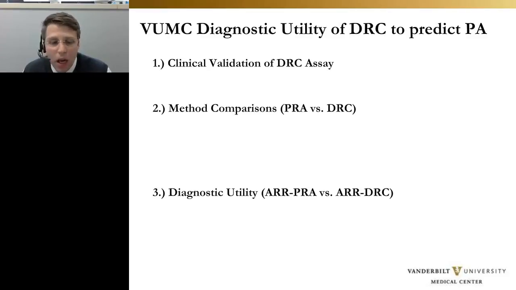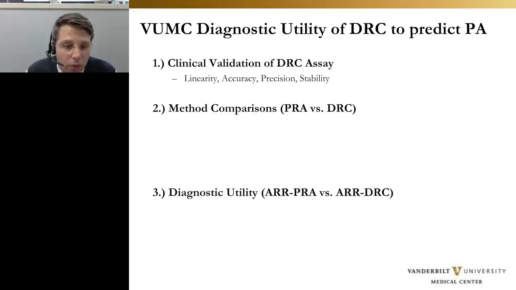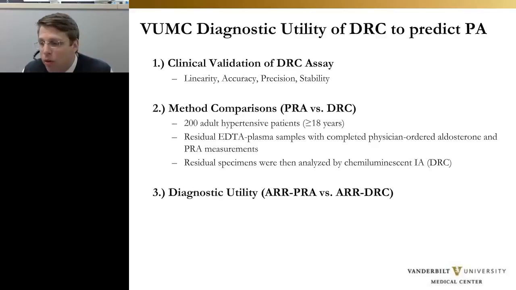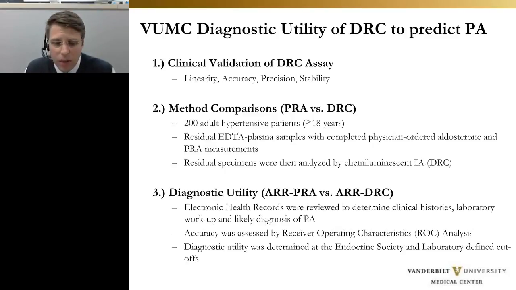So at Vanderbilt University Medical Center, we performed several studies to determine the diagnostic utility of renin mass to predict PA. Before this was done, though, we performed validation studies for the direct renin concentration assay such as linearity, accuracy, precision, and stability. Following this validation process, we performed a retrospective cohort study utilizing residual EDTA plasma specimens from about 200 adult hypertensive patients being worked up for the disorder.